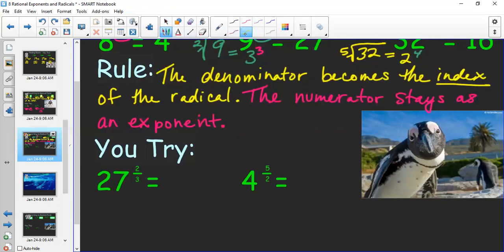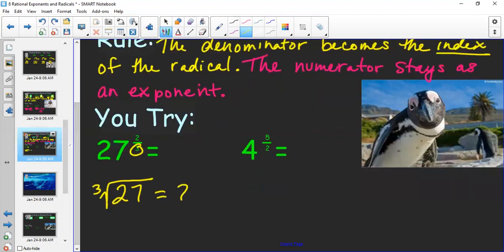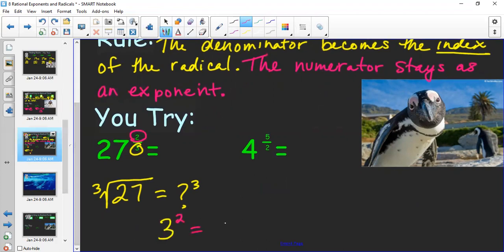Okay, let's see how you did. So we take 27, we put it under the radical, and the index is 3, the denominator. So what number to the 3rd power gives us 27? And that would be 3. Then we take our numerator and we raise it to that power. Our answer to this one should be 9.